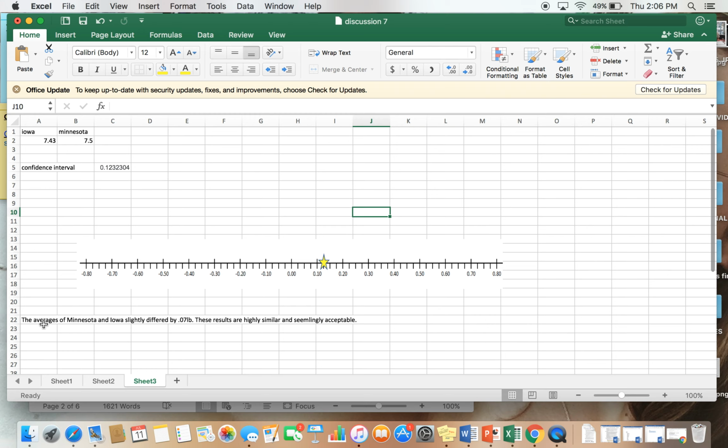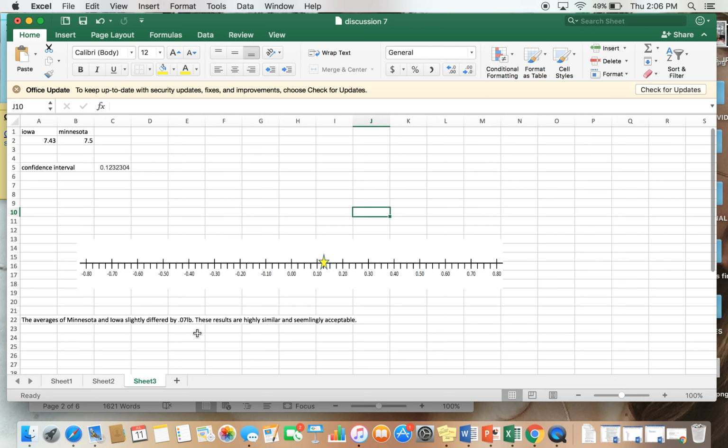Finally, the averages of Minnesota and Iowa slightly differed by 0.07 pounds. 0.07 pounds can seem like a high number, but in reality it's less than an ounce, and in birth weight that isn't a very significant amount of weight. So I would say these results are highly similar and seemingly acceptable.